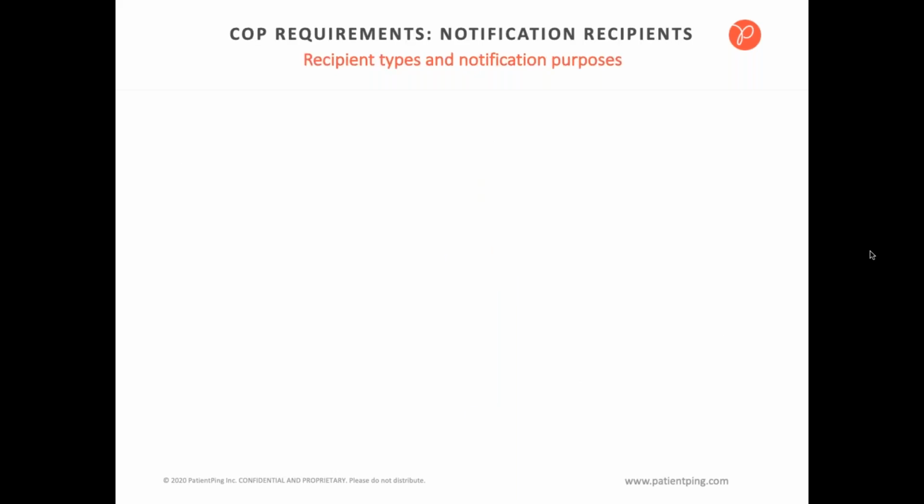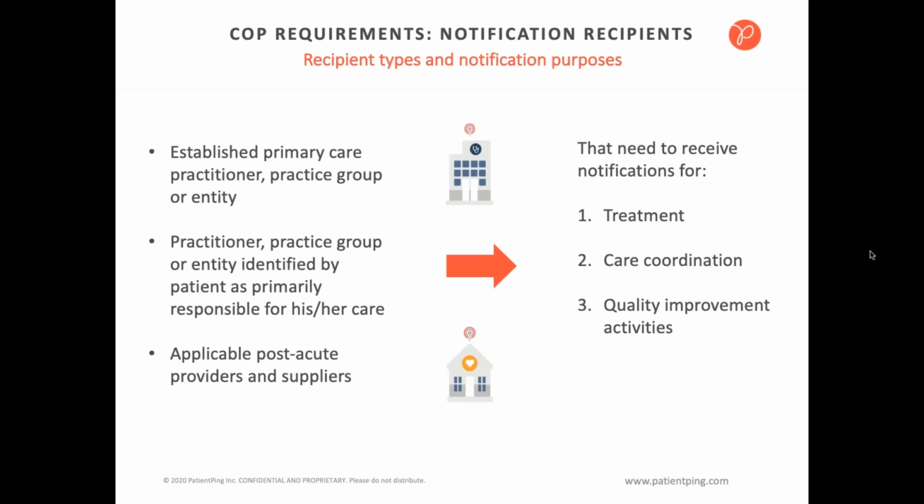So we talked about which hospitals have to send notifications and what those notifications must include. Now let's turn to the actual recipients of those notifications. There are three different categories. The first category of recipients is the established primary care practitioner, practice group, or entity. These can be primary care providers, primary care physician practices, FQHCs, and entities like accountable care organizations where PCPs drive primary care patient assignment and have specifically delegated care coordination activities to that entity.